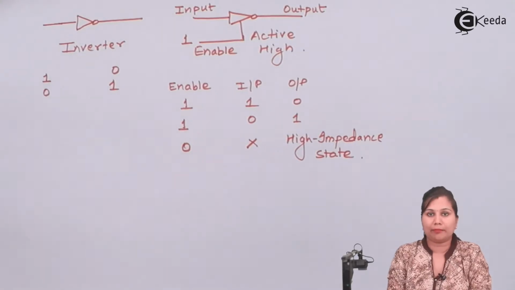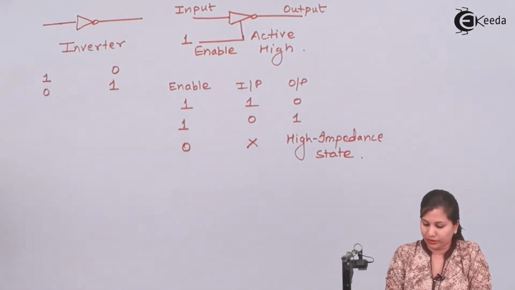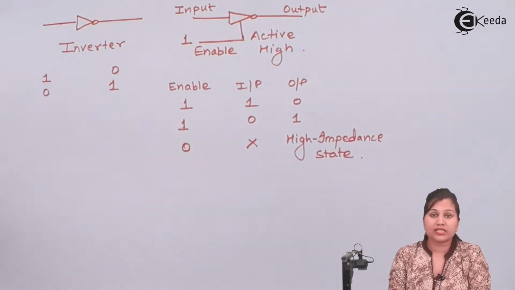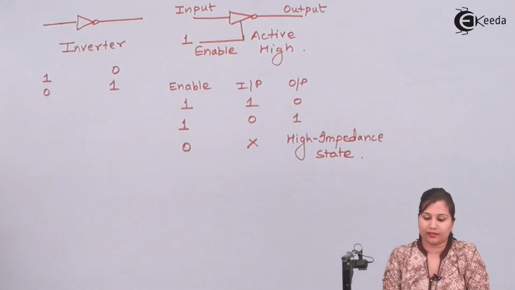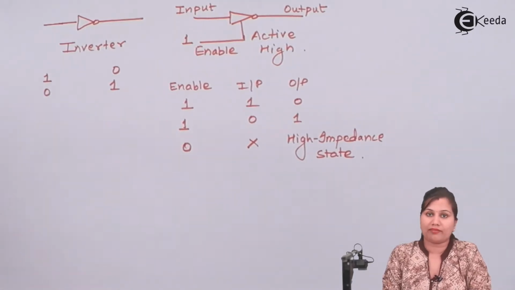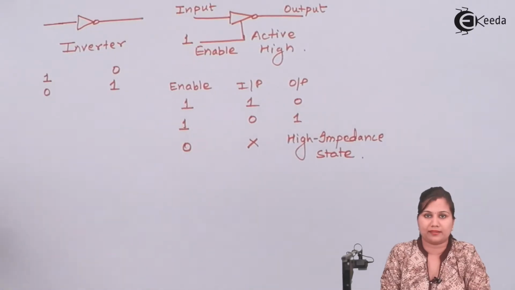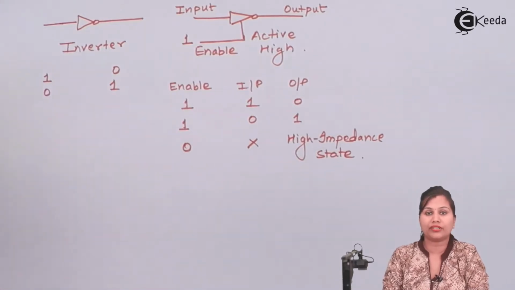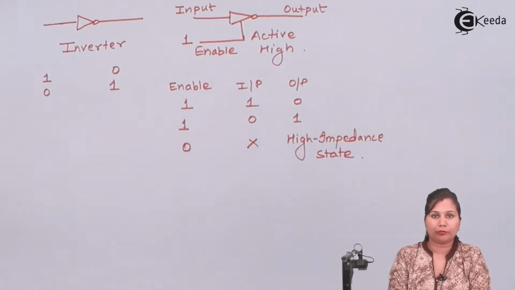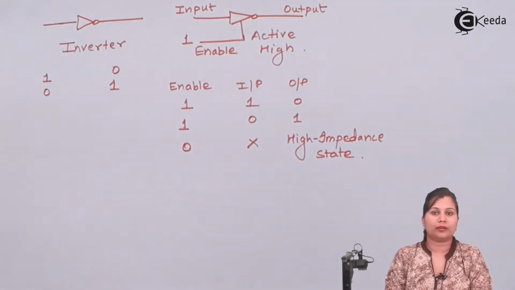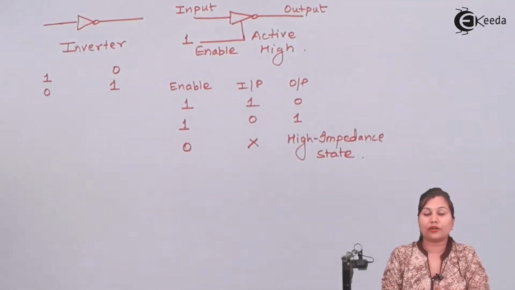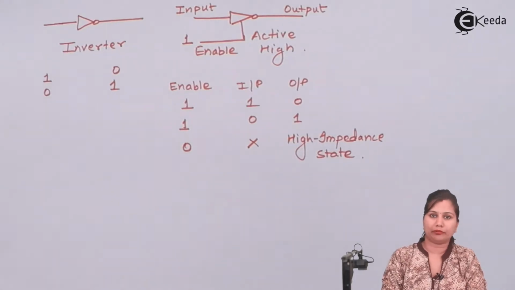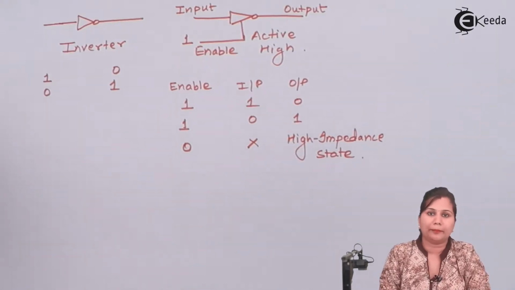We have taken the example of the buffer and the inverter. Now what is the use of these tri-state logic devices in microprocessors? We know that the microprocessors perform communication, or the transfer of data, with the peripherals. Peripherals are the input output devices. So the transfer of data takes place between the microprocessor and the input output devices.